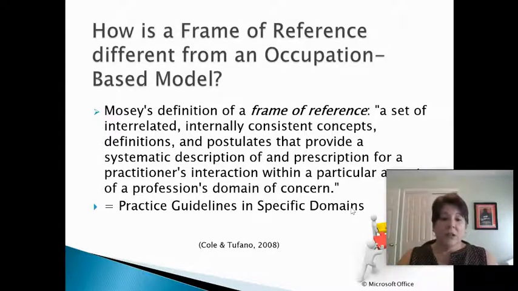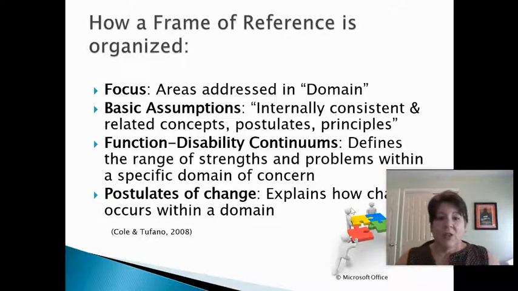Okay, so that's a very long, windy definition by Mosey that basically says the same thing. There are these consistent concepts and definitions, but they're held together by this idea that they give us guidelines within a certain domain of concern. So a frame of reference and even an occupation-based model are organized by looking at these different aspects. And actually what we're going to be covering in these next couple of slides are the aspects that you're going to analyze in every theory that we study using your theory analysis worksheet.